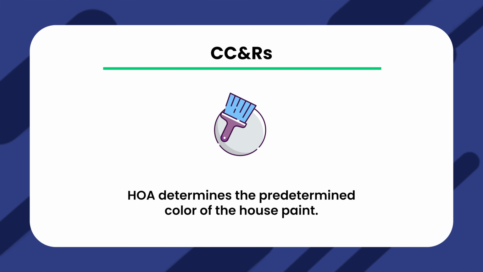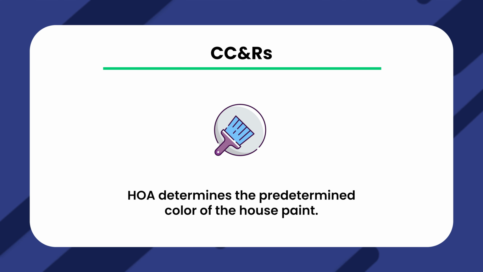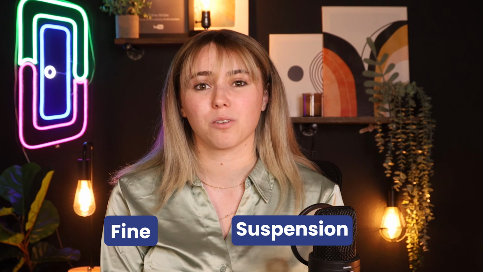This would also be where an HOA may dictate what color you may paint your home, if you may have pets, and where to park. If a homeowner violates any of these terms on the document, they may face a collection of penalties. The most common penalty is a fine, but it can be escalated to suspension from common areas or a lawsuit.